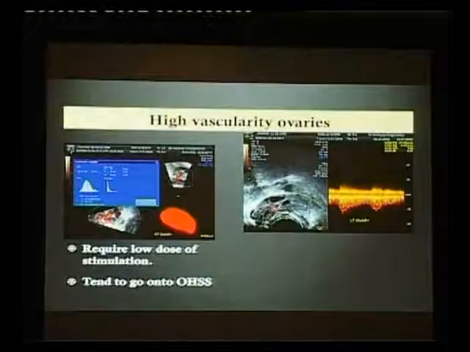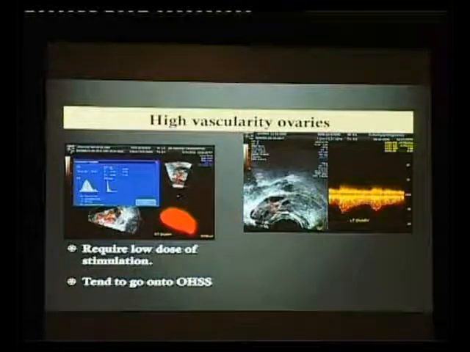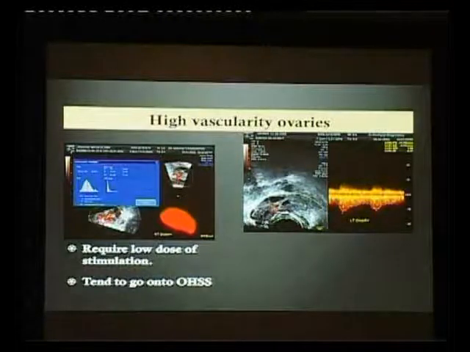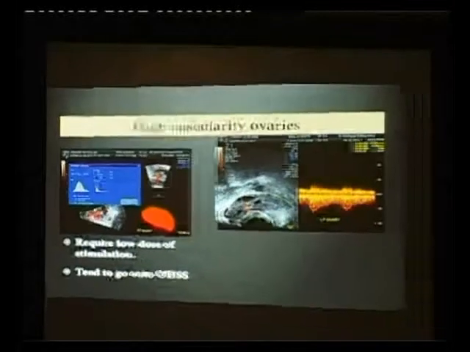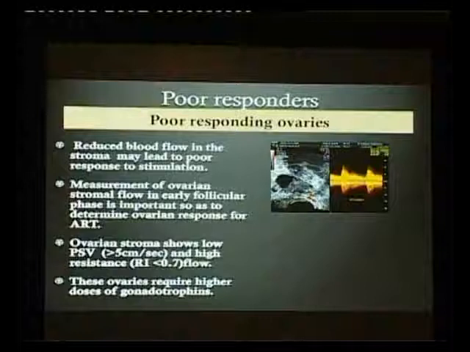Now, we have to identify the ovary which has got a high vascularity. Now, these ovaries are the ones which are going to require a lower dose of stimulation, because they tend to go into hyperstimulation. So therefore, we have to be careful about that.